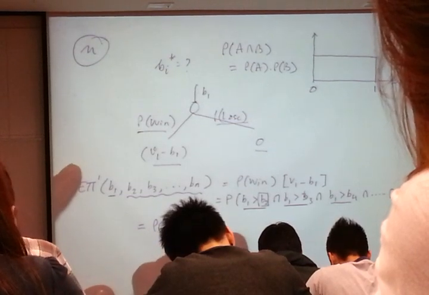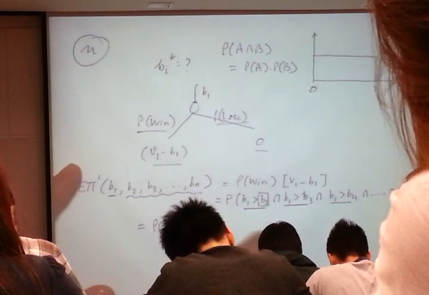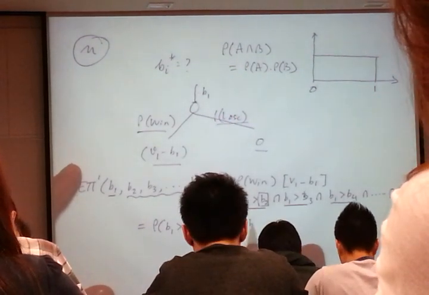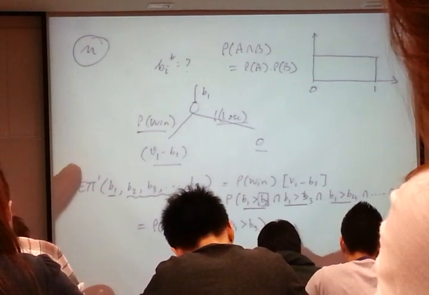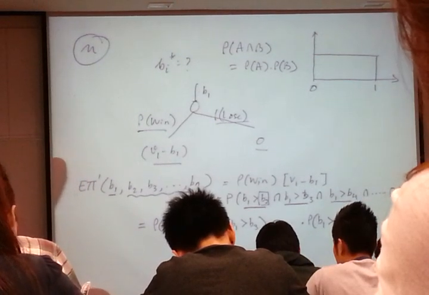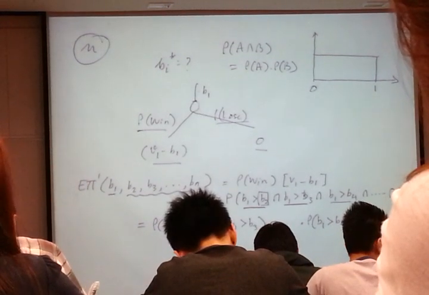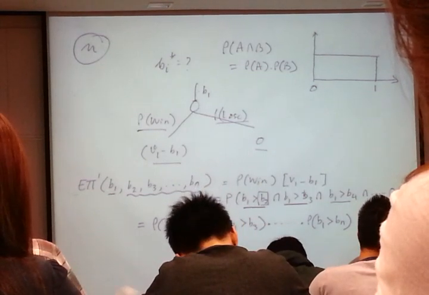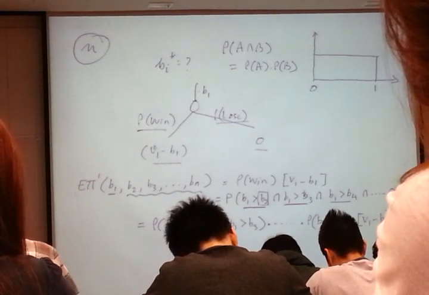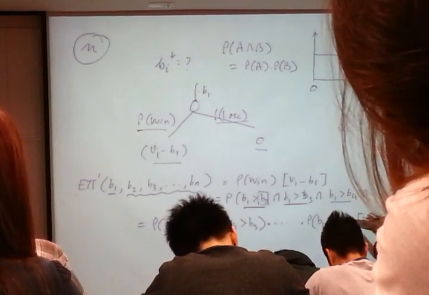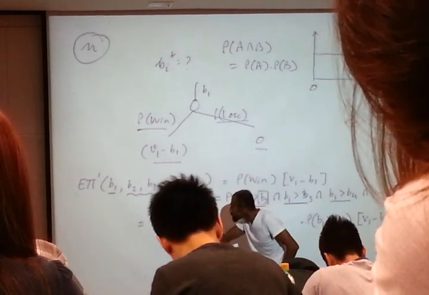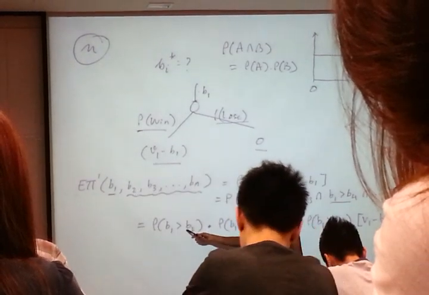Probability B1 greater than B2 times, A and B, probability A times probability B, B1 greater than B3 times probability B1 greater than Bn. Nothing changes in the payoff from winning. We still have v1 minus B1 here. Okay. Now, all I needed was to break it down into simpler pieces like this, and now I can focus on each individual term here and ask myself, what value will that take?